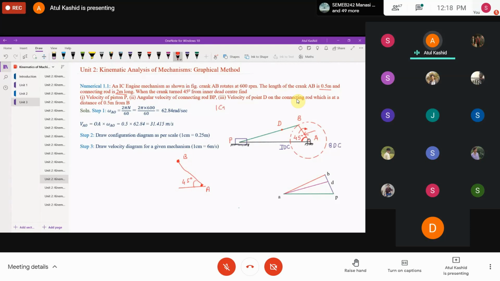So we have taken a scale, 1 centimeter equals 0.25 meter, right? Then for 2 meter, how many centimeters do we have to take? So we have to find this from the scale. Whatever centimeter you get, keep your rounder compass at the point B, take that centimeter and mark an arc over here, right?